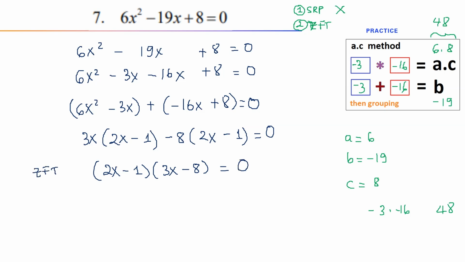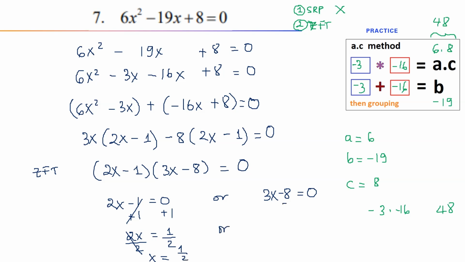Zero factor theorem. 2x minus 1 equals 0, or 3x minus 8 equals 0. Add 1 to both sides, that is 2x equals 1. Now divide both sides by 2. 2 divided by 2 is 1. 1 times x is x. So x equals 1/2.